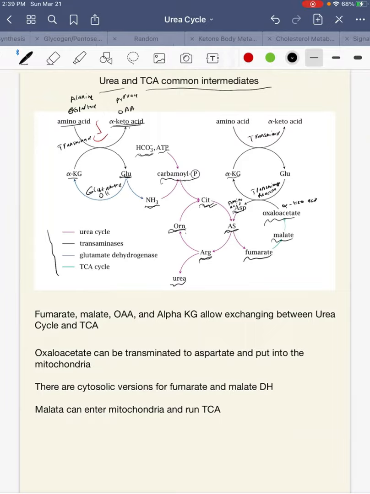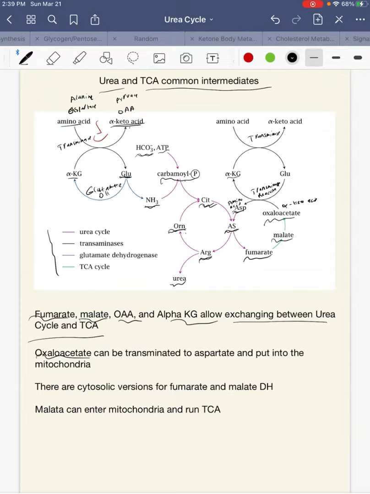Okay, so malate. If you're asked about this on any questions, because I missed this last year: what are the four substrates that connect TCA and the urea cycle? It's fumarate, malate, oxaloacetate, and alpha-ketoglutarate. Those allow the exchange between urea and TCA. So if you're asked about that, those are the four substrates.